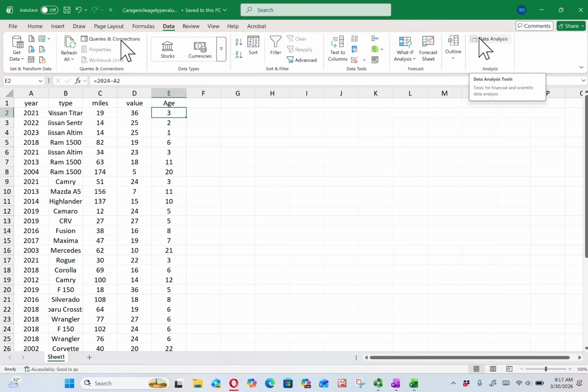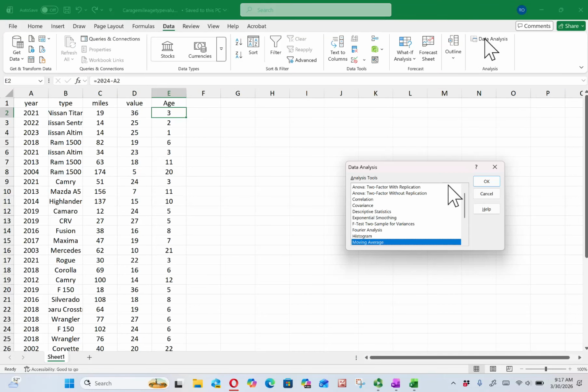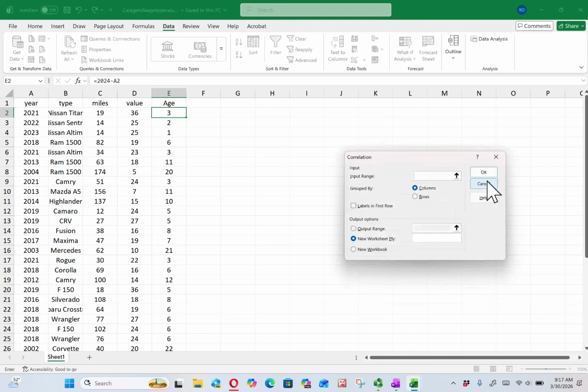If you don't, we need to go back to File, Options, reload that. If you click on Data Analysis, in the menu, there is one for correlation. Click on Correlation, make sure it's highlighted, and do OK.